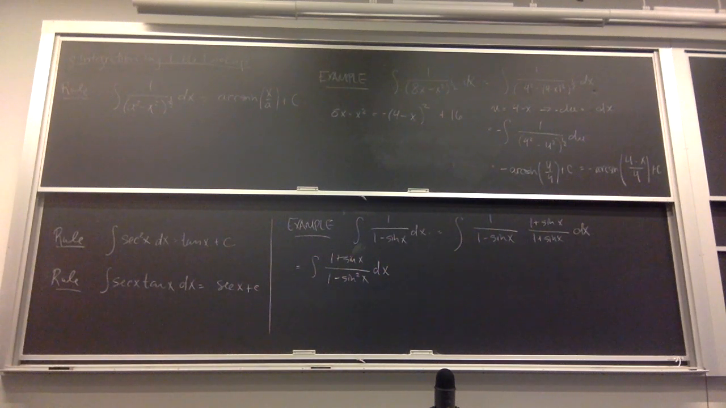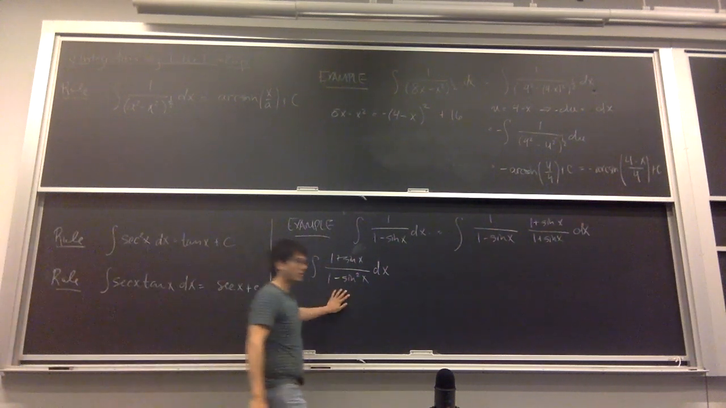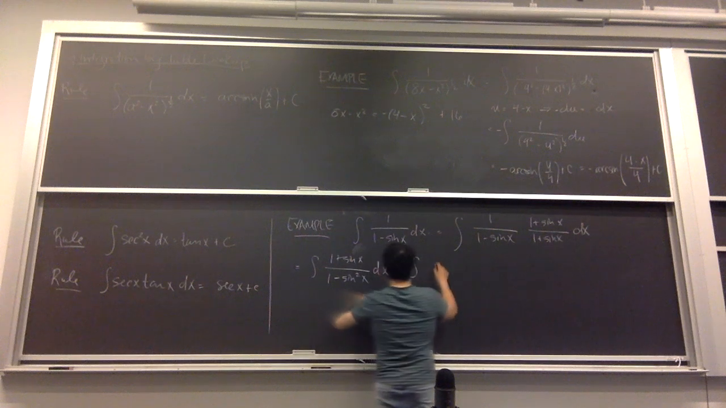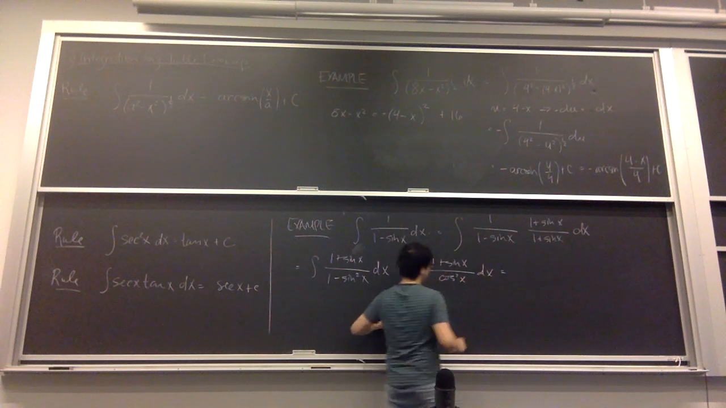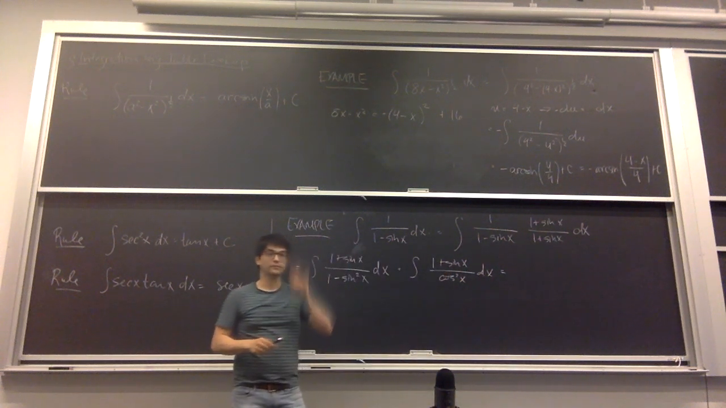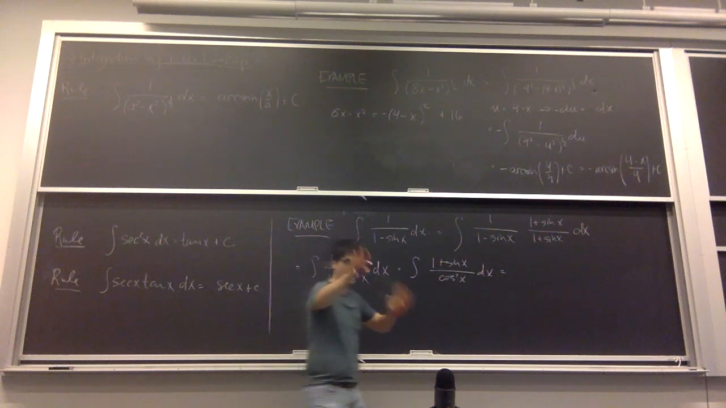Now what? That's a cos squared. This thing on the bottom is a what? Cos squared. Cos squared, all right. So we get 1 over cos squared x, plus sine x over cos squared x, which is 1 over cos x times sine x over cos x. Yeah, perfect.